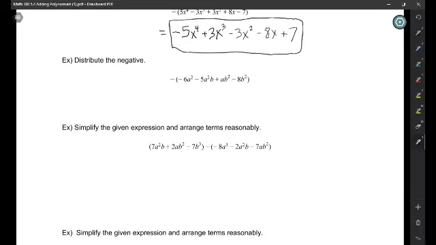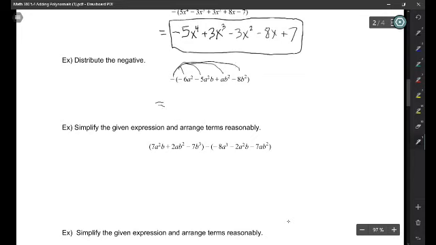Again, distribute the negative, so show your distribution arrows. So the negative of negative 6a squared is positive 6a squared. Opposite of negative 5a squared b is positive 5a squared b. And then here we have minus ab squared plus 8b squared.